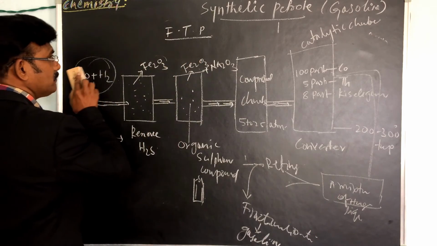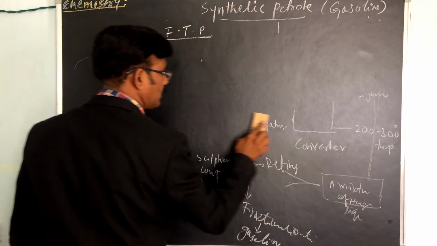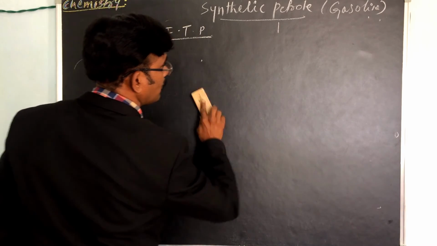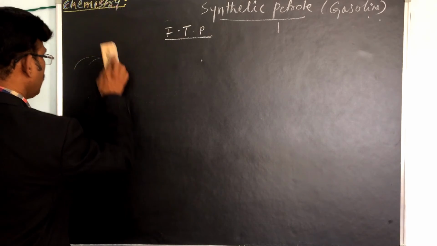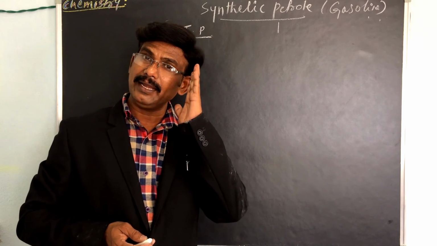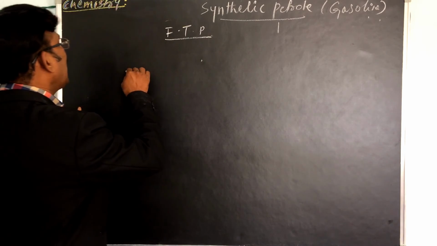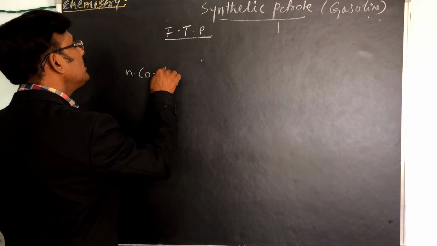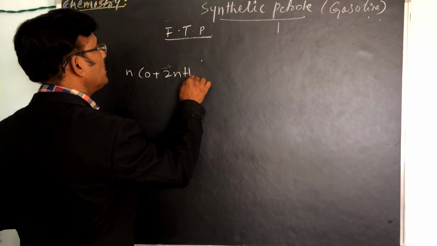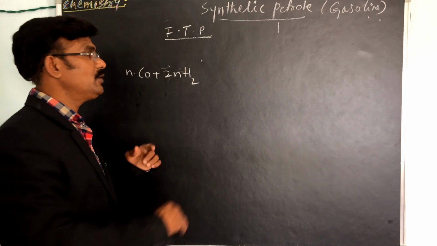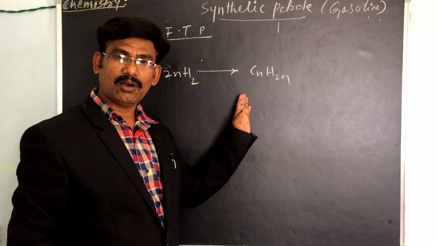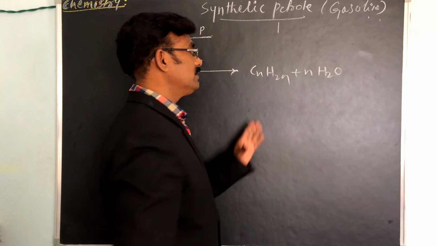So what are the hydrocarbons? Here a mixture of hydrocarbons, saturated and unsaturated. First of all, what have we taken in the starting? N number of carbon monoxide and hydrogen, N number we don't know. For example, N number of carbon monoxide and 2N number of hydrogen. It gives what compound? So here CnH2n hydrocarbon plus N number of water.